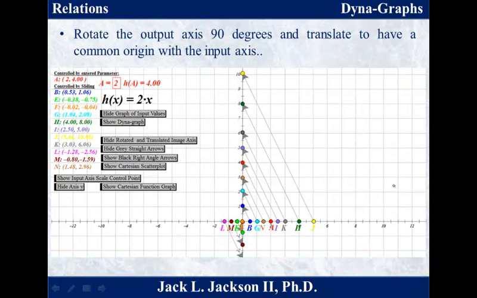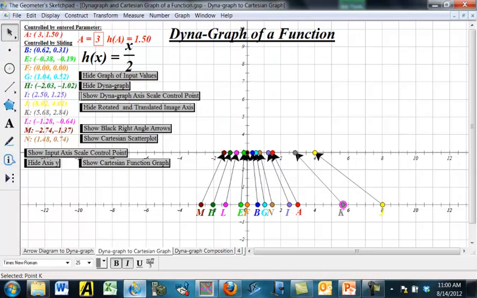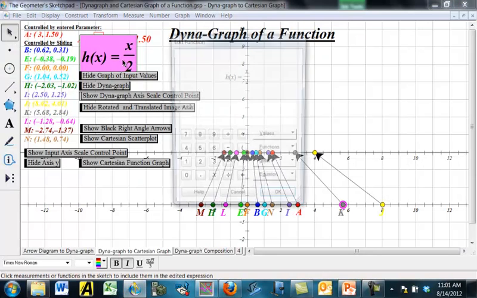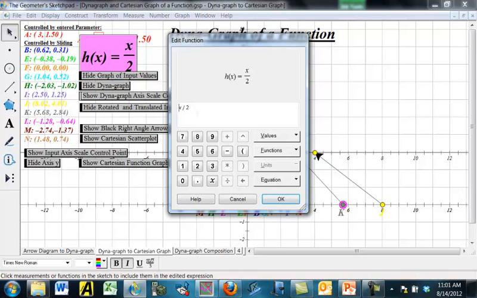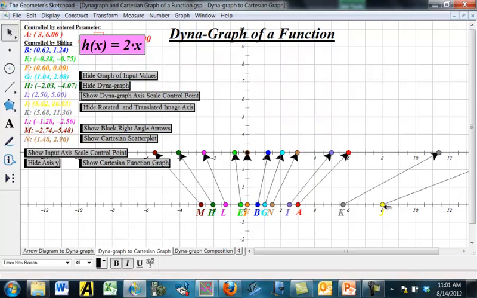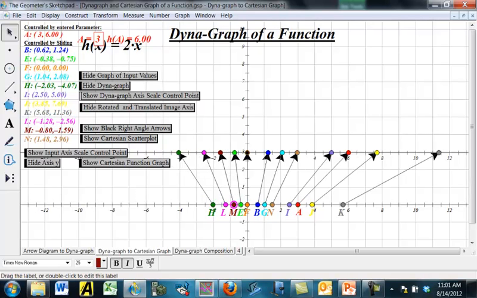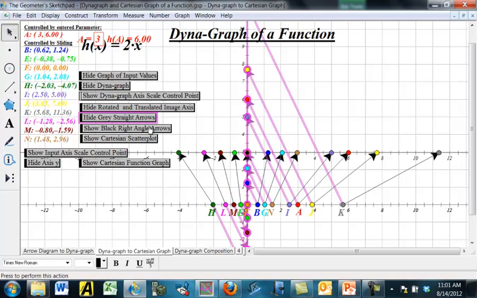Okay, now what I want to do, let me go back to my sketch, is I want to take this, let me go back to just 2x. Okay, and what I'm going to do is take this, instead of having both of these axes parallel to each other, I'm going to make them perpendicular to each other. So I'm going to take this and I'm going to turn the axis and line it up so that the origin lines up.